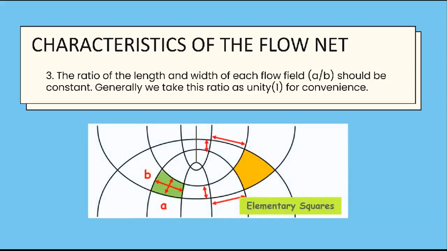In other words, the flow net consists of approximate squares, and they are called elementary squares. In elementary squares, the average distances between opposite sides are equal. So the base square is equal in its sides. So that is why it is called elementary squares.